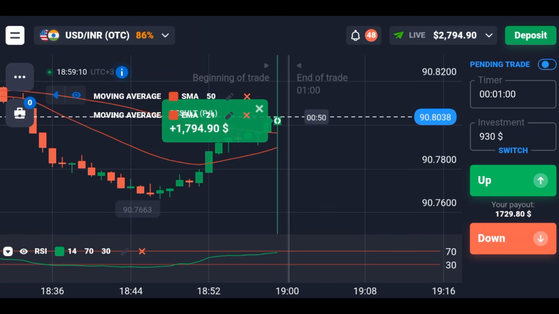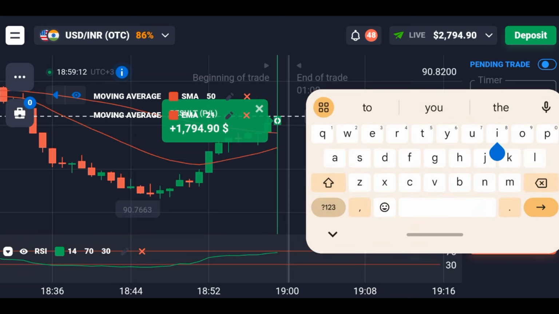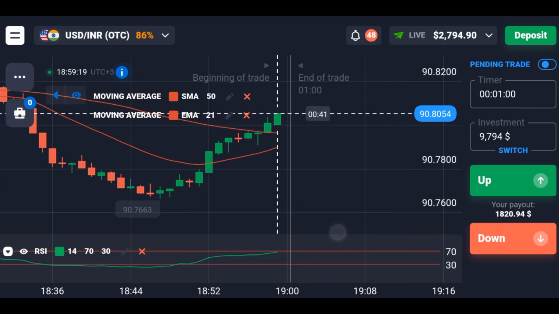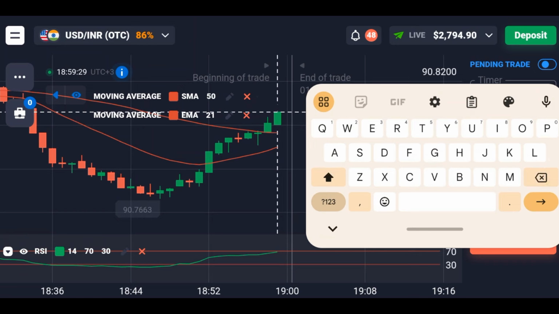So we've just made $1,700, so I'll do $794 for our last trade. Okay, so this will be the last trade that I'm placing for today.